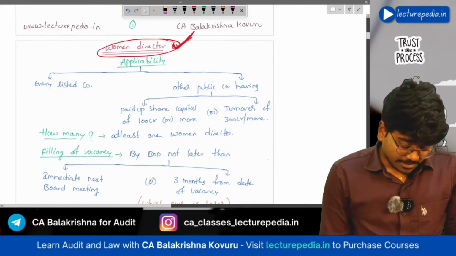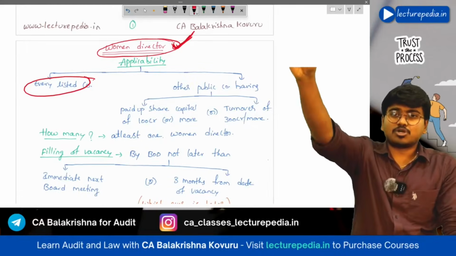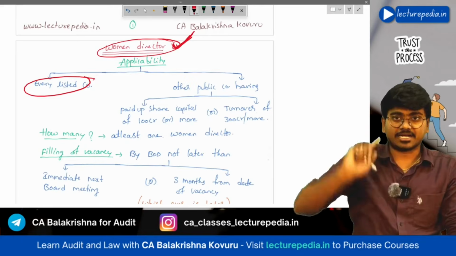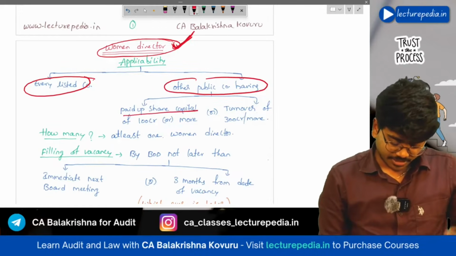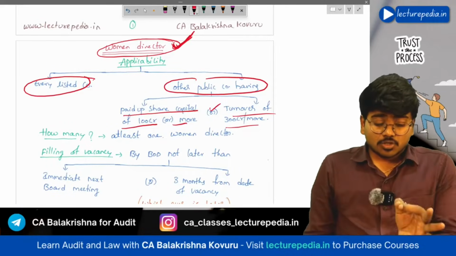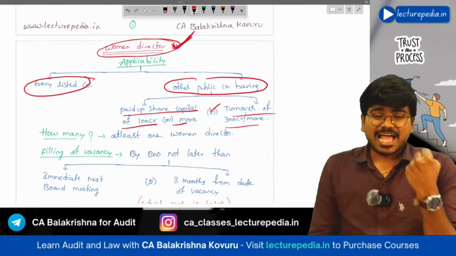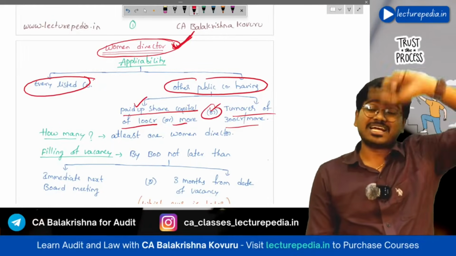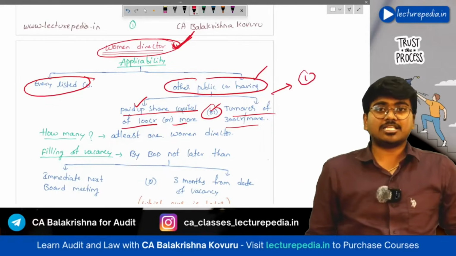Now, what this concept says, first of all, this women director requirement is not applicable for all companies. It is applicable only for listed companies. Every listed company, in its board of directors, should have at least one woman director. And also other public companies having paid up share capital of 100 crore or more, or turnover of 300 crore or more. Even those public companies, apart from listed companies, which have paid up share capital of 100 crores or more, or turnover of 300 crore or more, should also have at least one woman director in their board of directors.